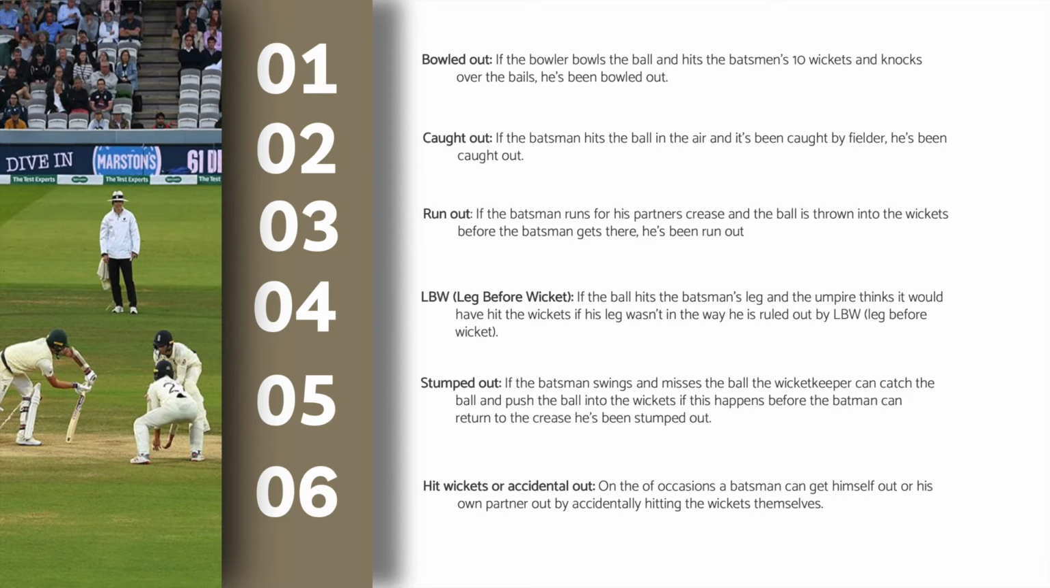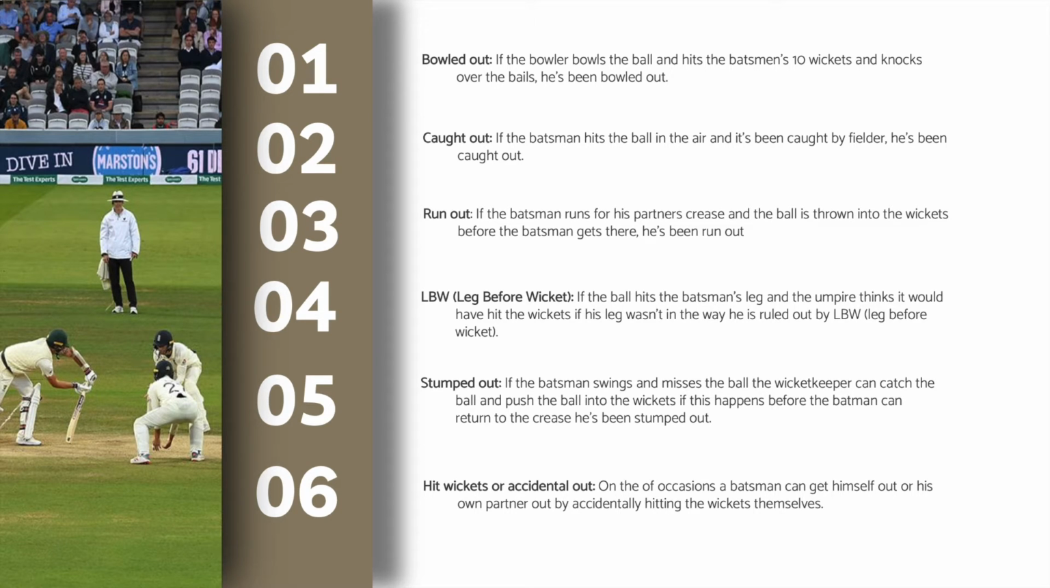Number 4, LBW, or leg before wicket. If the ball hits the batsman's leg and the umpire thinks it would have hit the wickets if his leg wasn't in the way, he is ruled out by LBW, or leg before wicket. Number 5, stumped out. If the batsman swings and misses the ball, the wicketkeeper can catch the ball and push the ball into the wickets. If this happens before the batsman can return to the crease, he's been stumped out.